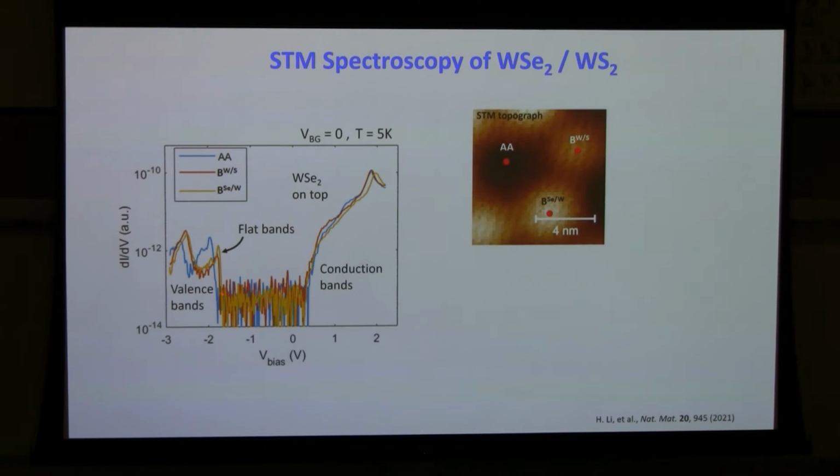And what we see, for example, is that in this energy range, there's no states. That's the band gap of the material. It's a 2 electron volt band gap. And over here, you can see the valence band states. And over here, you see the conduction band states.